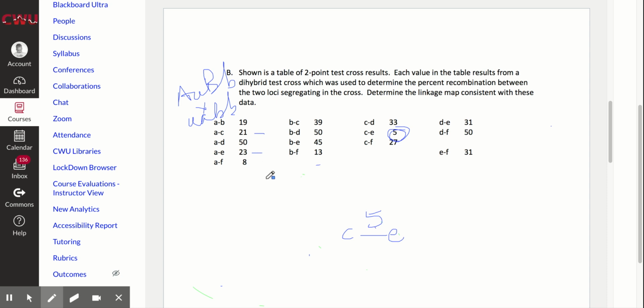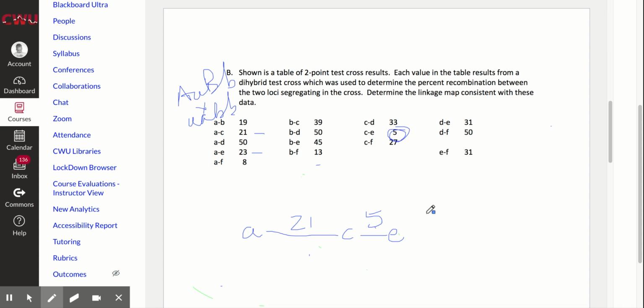A to E is 23. Ooh. All right. And I'm doing a quick scan here to see if any other numbers that involve C or E are smaller than that, and there are not. So I'm going to work with those numbers. So A to C being 21 and A to E being 23 tells me that A is closer to C than to E. So I am going to put A there.